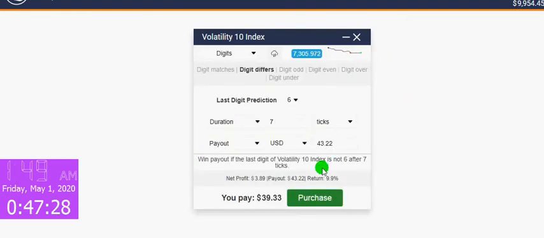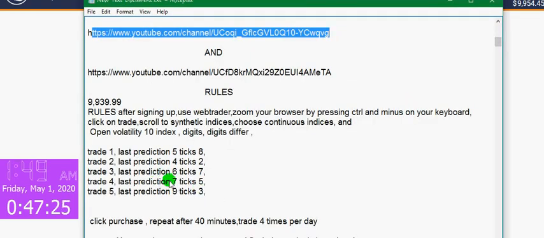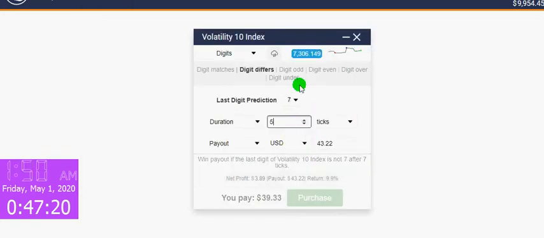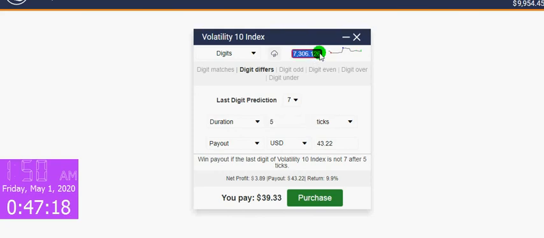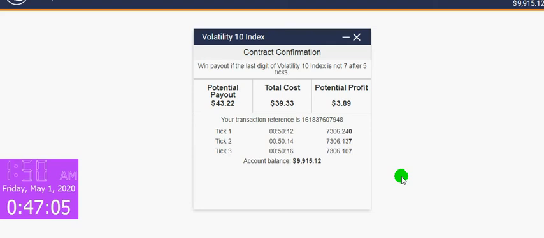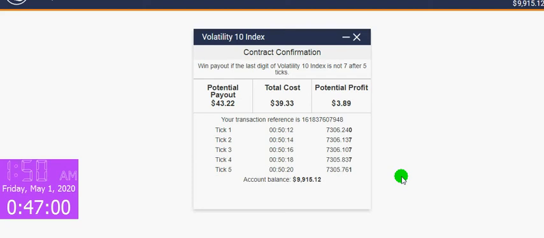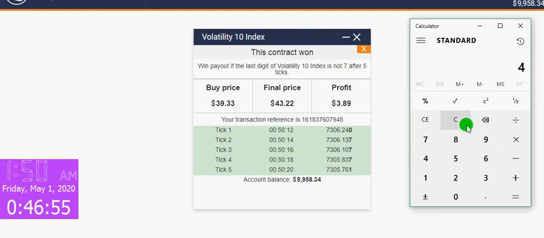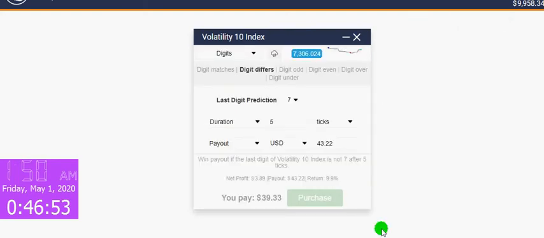After this, we'll trade for the last time. So the fourth trade, the last prediction is 7, the tick is 5. When 17 shows up here, we'll click on purchase. The last 3 numbers here, once you see 7, we'll click on purchase. That's 417. So as you can see, we won the fourth trade. We'll go for the last trade.